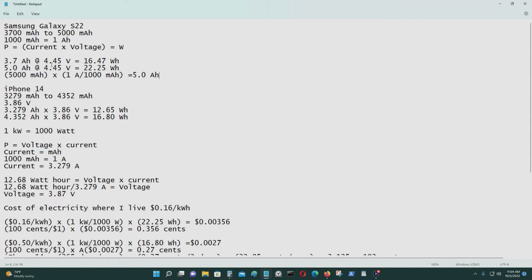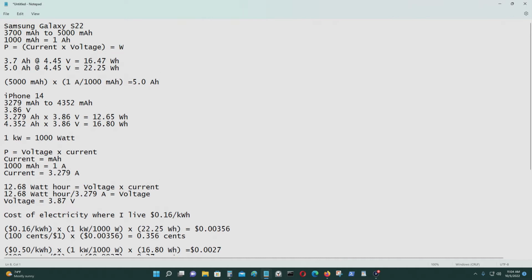That's what I got for that. Because 1 amp is equal to 1,000 milliamps, so I got 5 amp hours. I multiplied that by 4.45 volts and found out the power. It's 22.25 watt hours.